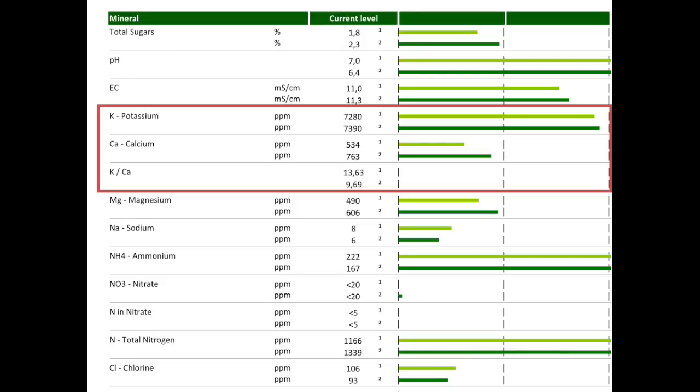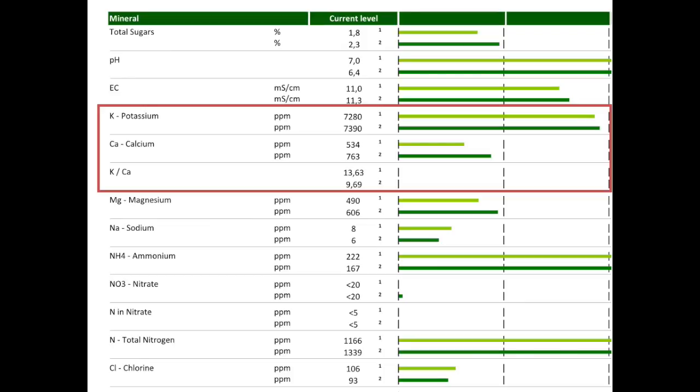Even though the bar graph is below the desired range, middle of the chart, it's still showing us that the plant is telling us it has enough potassium and it doesn't need any more. If you look at the calcium levels, calcium is 680 and 650 parts per million. Now, on the block that got potassium, that got the 20/20, potassium levels were 7280 and 7390. Not quite double, they were 70% higher. And calcium levels are 534 and 763.